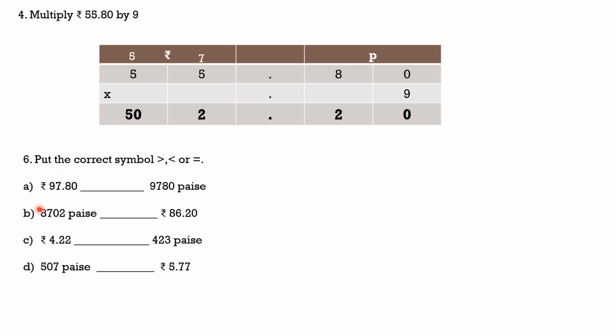That is, either convert this rupees into paise and then solve, or convert this paise into rupees and then solve. So let's do the conversion. We will convert the rupees into paise. When we are converting rupees 97.80 into paise, we will multiply it by 100. So 97.80 into 100 gives us 9780 paise.